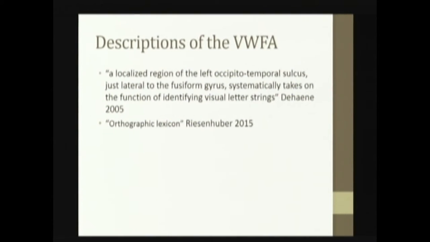So lexicon can mean a dictionary, right? Everybody has their own lexicon in their brain. All the words you know are present in your lexicon, which is in temporal parietal regions. And there is also an orthographic lexicon, which means that if anybody thinks of a word, they're going to subconsciously think of how it's spelled in their head at the same time. So that orthographic lexicon is probably stored in the visual word form area.